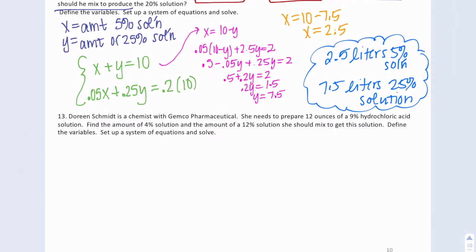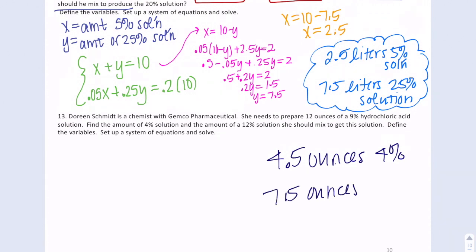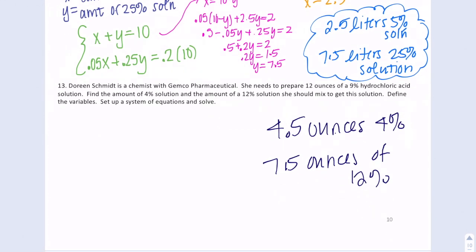Okay, I'm going to let you guys set up number 13 and solve it, but I'll write down the answers for you. You should get 4.5 ounces of 4% solution and 7.5 ounces of the 12% solution. So I'm going to let you figure that out. When you turn this in, I'm looking for defining the variables, setting up the equations, and all the work to solve it to make sure that you get that answer.